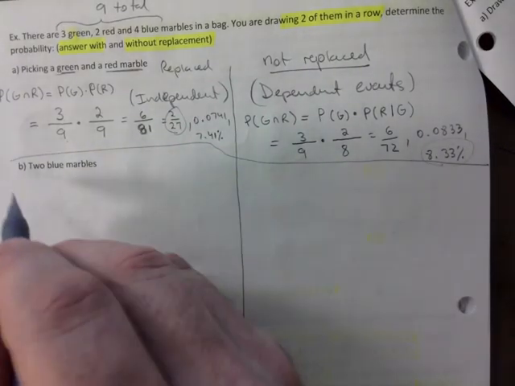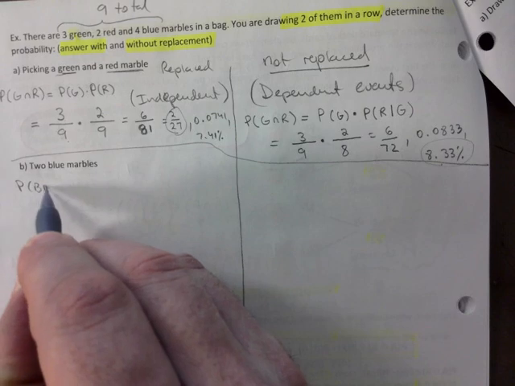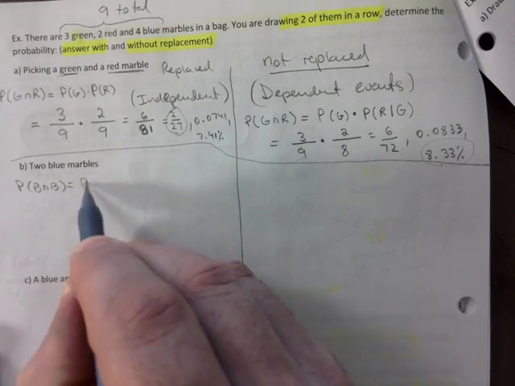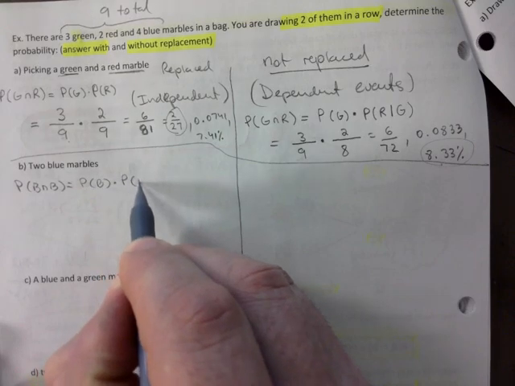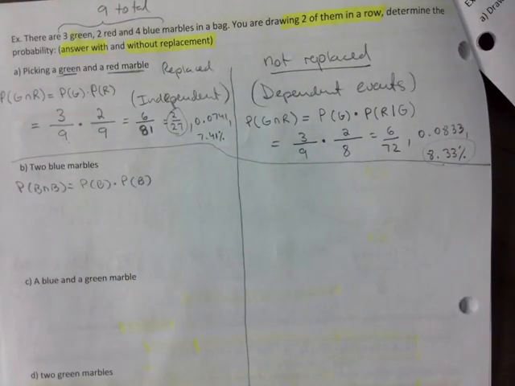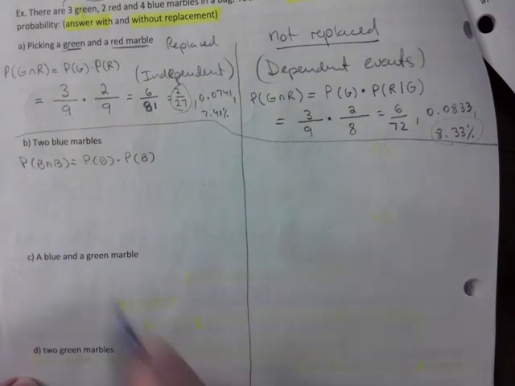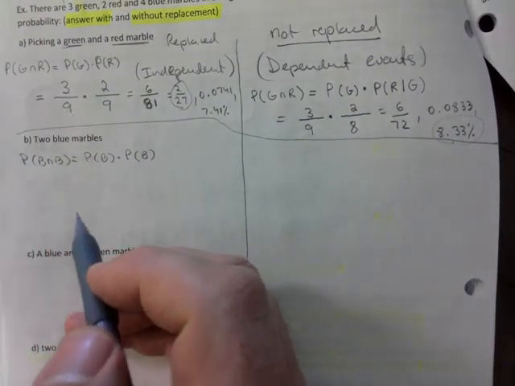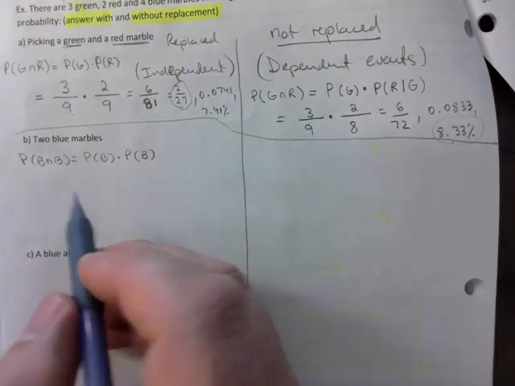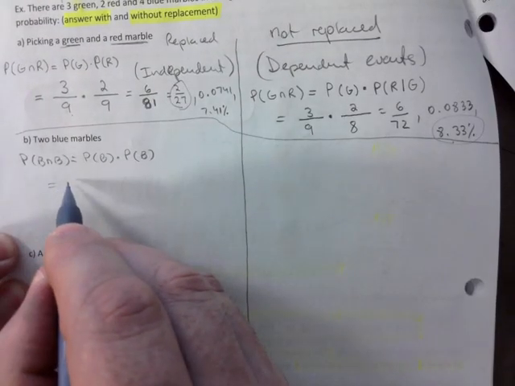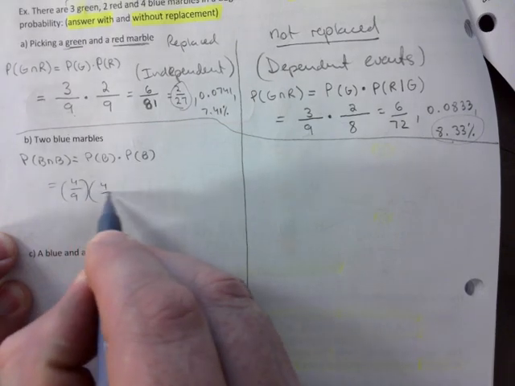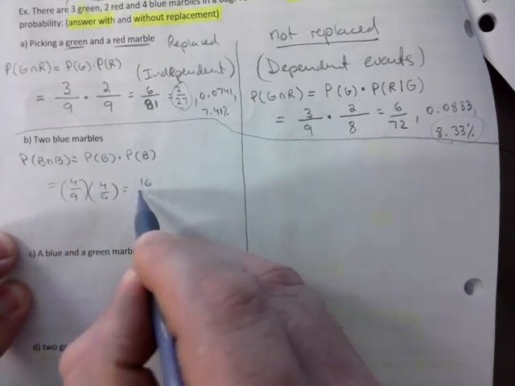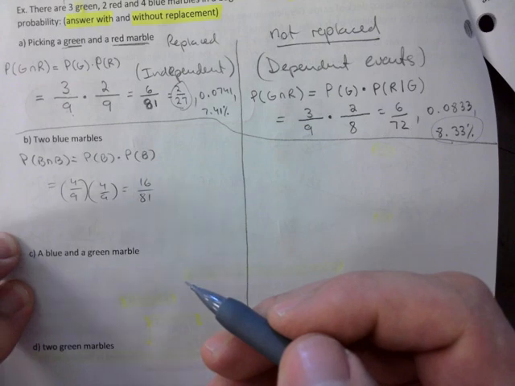2 blue marbles. So probability of blue and blue. To be honest, on a test, I would not really care if you know how to do the notation, as long as you show me the work. Okay? But I need you to be familiar with it in case I present that to you and you have to read it. Okay? So probability of blue, we've got 4 out of 9, and another 4 out of 9. So it's just 16 over 81. That would be it.